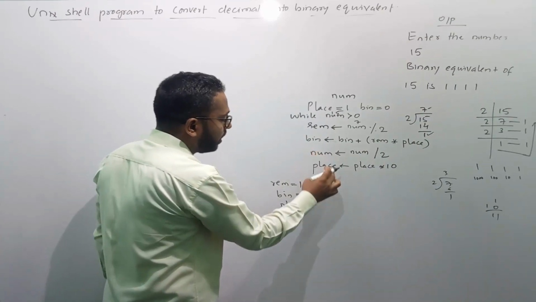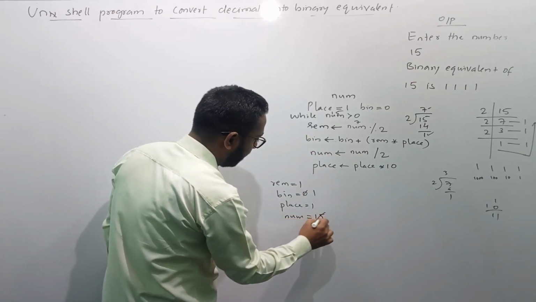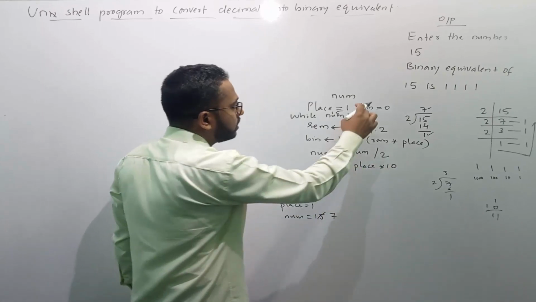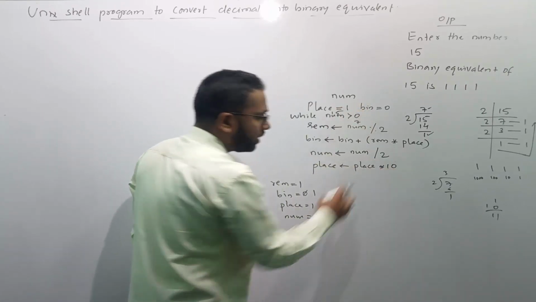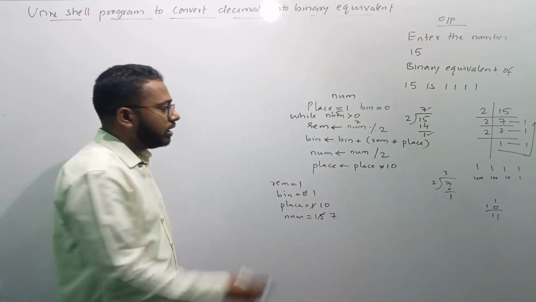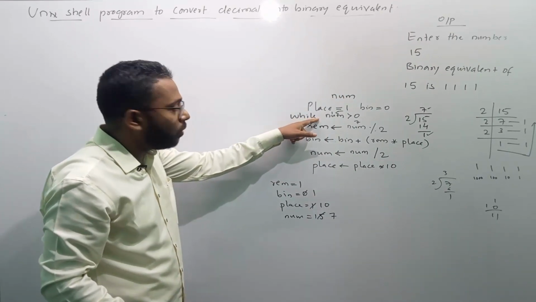Now num becomes 7. Num was 15 and now it becomes 7. Place into 10: place value is 1, 1 into 10, so now place becomes 10. Next, control again goes back to the while.